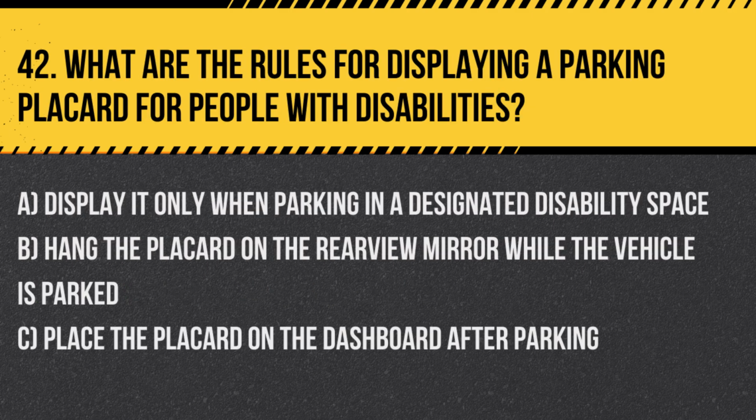street. Question 42. What are the rules for displaying a parking placard for people with disabilities? A. Display it only when parking in a designated disability space. B. Hang the placard on the rearview mirror while the vehicle is parked. C. Place the placard on the dashboard after parking. Answer: B. Hang the placard on the rearview mirror while the vehicle is parked. This ensures visibility for enforcement officers and is required to use designated parking spaces.